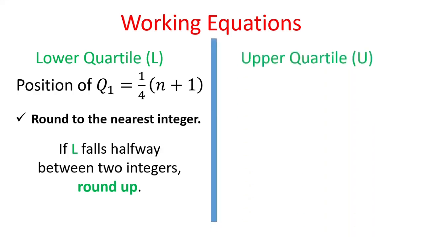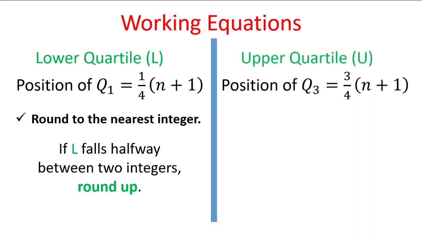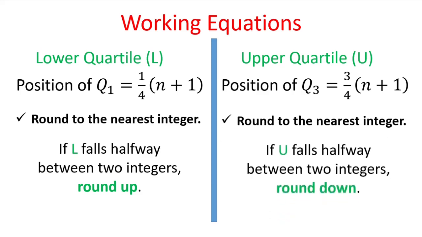Next, for upper quartile, the position of the upper quartile or the third quartile is equal to 3/4 of the quantity of n plus 1. In which, if your answer is decimal, you have to round it to the nearest integer. But then, if the upper quartile falls halfway between 2 integers, you have to round down. Okay? Again, lower quartile, you have to round up. Upper quartile, you have to round down. Okay? So let's continue. Let's have an example.